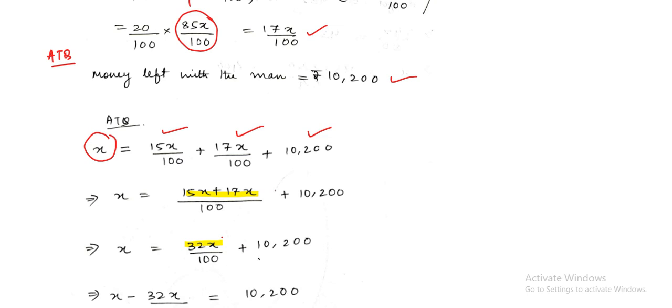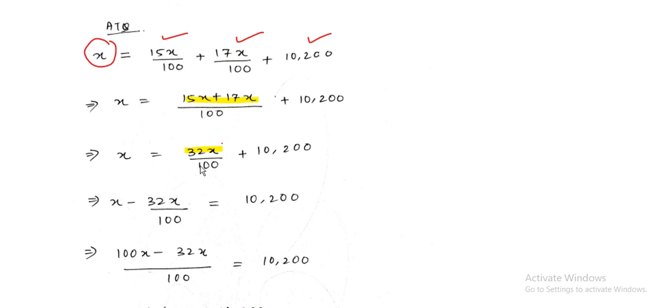Now, since this is the variable, we'll shift it to the left hand side. So plus will become minus here. Now here the LCM will be how much? 100. So the LCM will be 100. So 100x minus 32x is equal to 10,200.